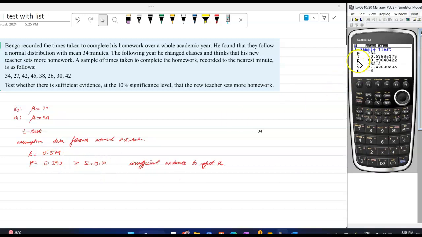Now you have to write that the t-test applies under the assumption that the data follows a normal distribution. Here they're giving it to you, but sometimes they'll ask. So t is equal to 0.579 and p value is 0.290. You compare p with SL. Insufficient evidence to reject H0. So this is the first type of sum.